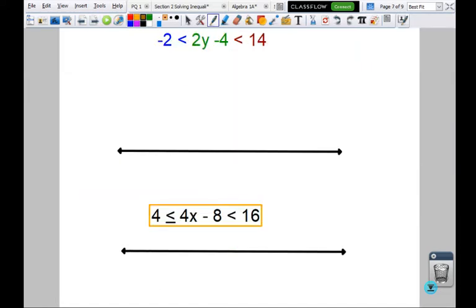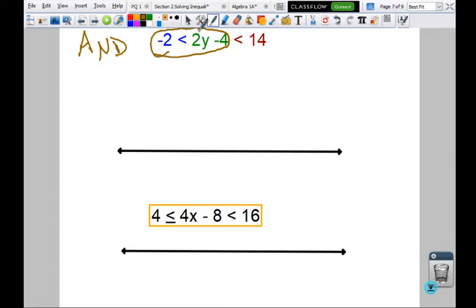Alright, so we're going to do one more, and then you guys are going to do one, and that'll be it. So, I have -2 is less than 2y minus 4, which is less than 14. So, I have two inequalities, right? That means it's automatically and. Whenever I have two together, and it doesn't have the word or, it's automatically an and problem. And I need to split it up into my two smaller problems.